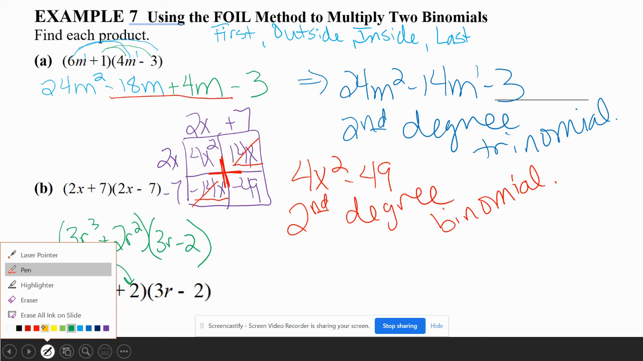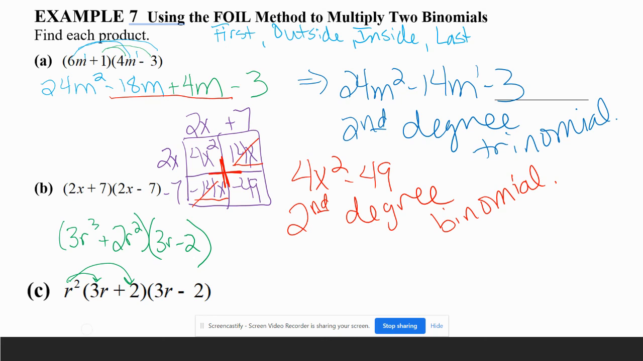From here, I'm just going to do regular distributing. So 3r to the third times 3r. 3 times 3 is 9. R to the third and r to the first is r to the fourth. 3r to the third times negative 2. 3 times negative 2 is negative 6. And we just have r to the third.